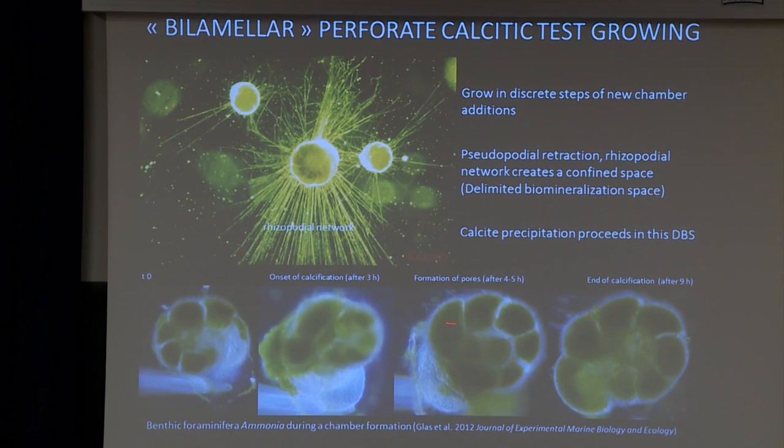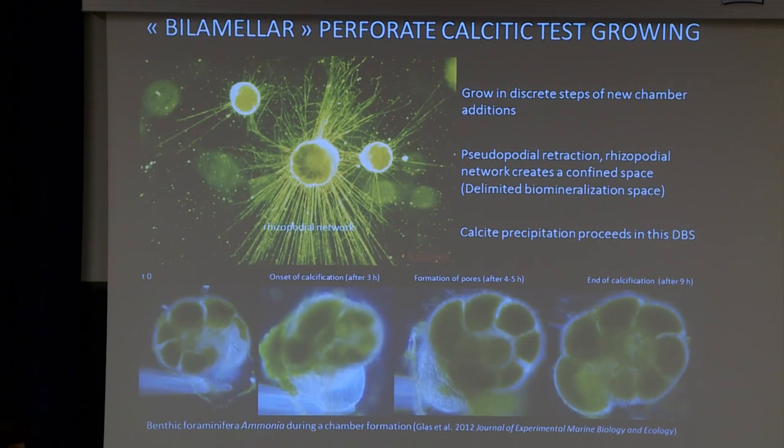So in this picture, you can see the chamber formation of Ammonia. This foraminifera, we can say, grows in discrete steps of new chamber addition. So each chamber represents a step of growth. Here we can see that when the chamber forms, there is a retraction of the pseudopodial network. The pseudopod delimits a space that takes the template of the shape of a chamber. And in this delimited space, the calcification happens, and it takes some hours; 9 hours was observed for the final formation of the chamber.